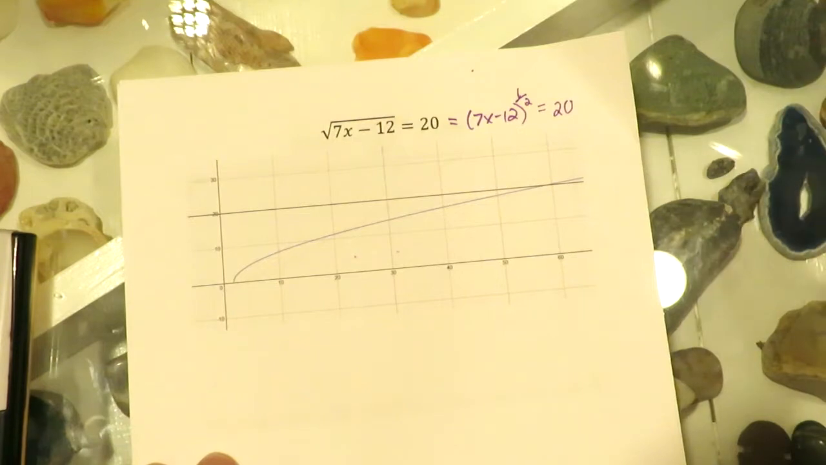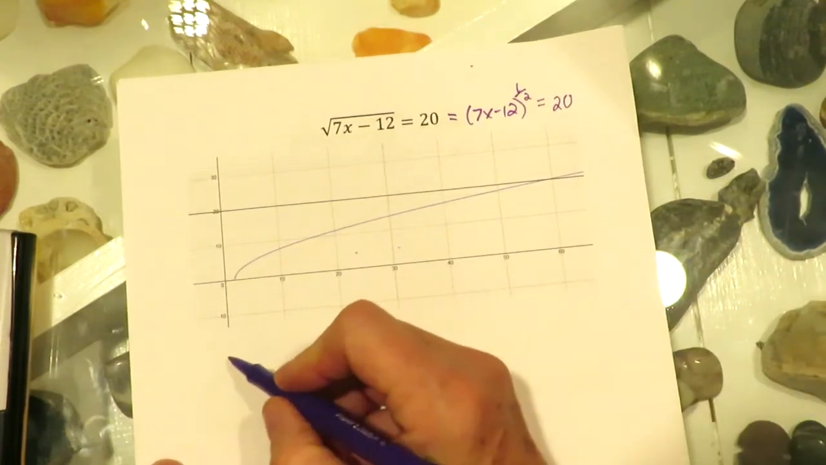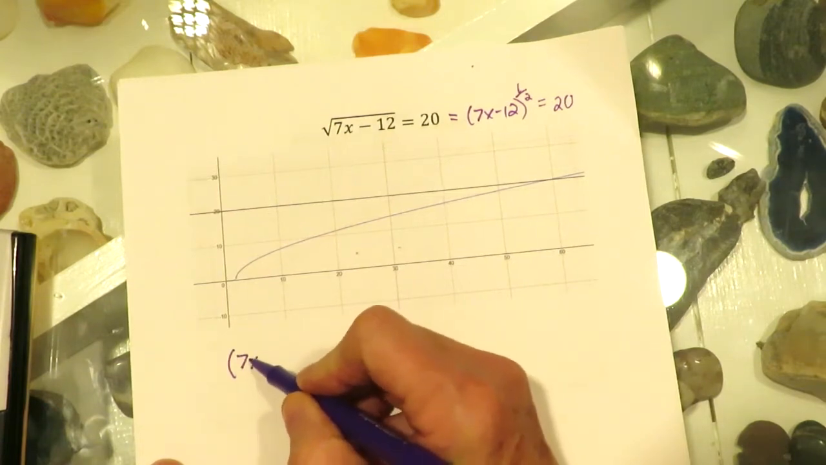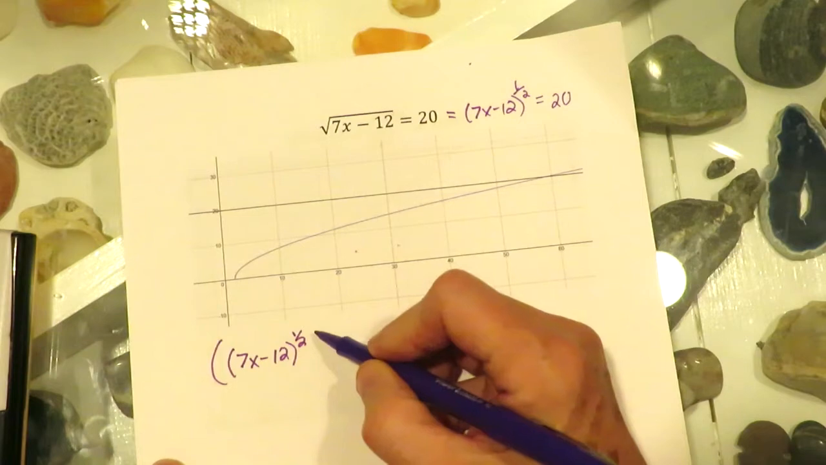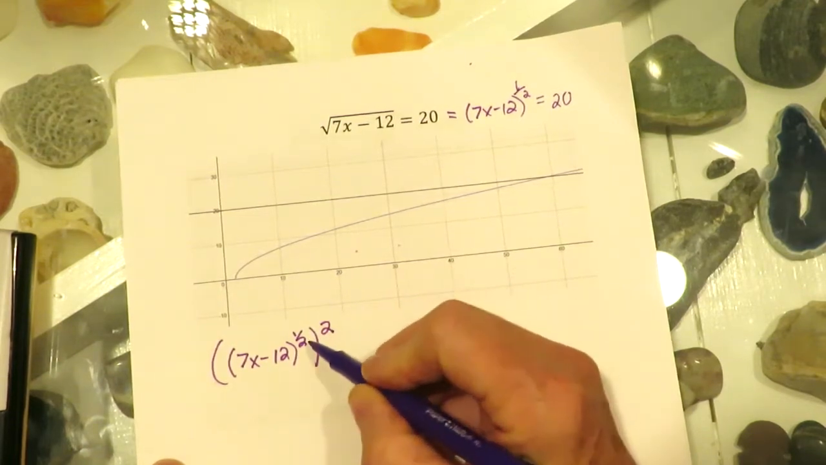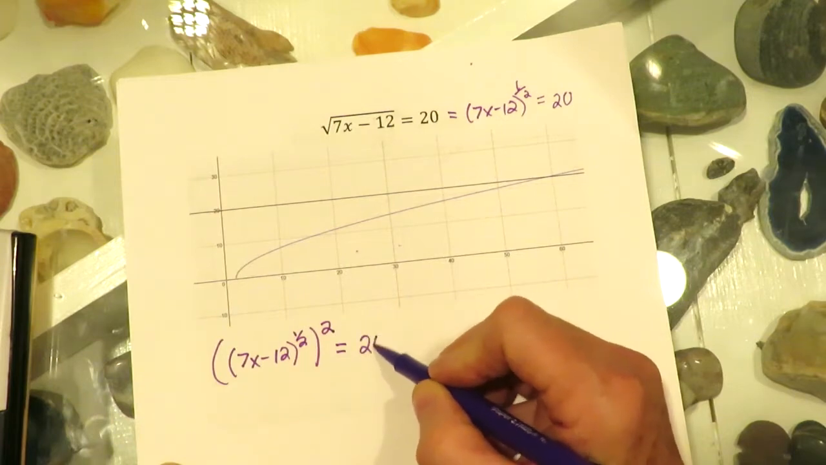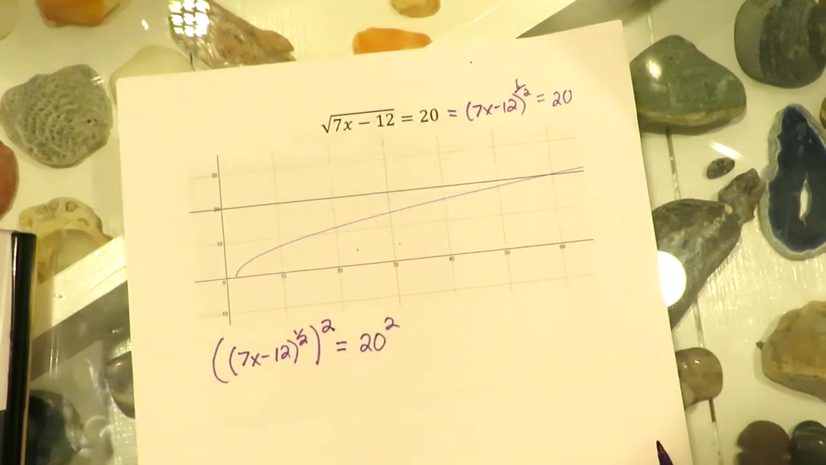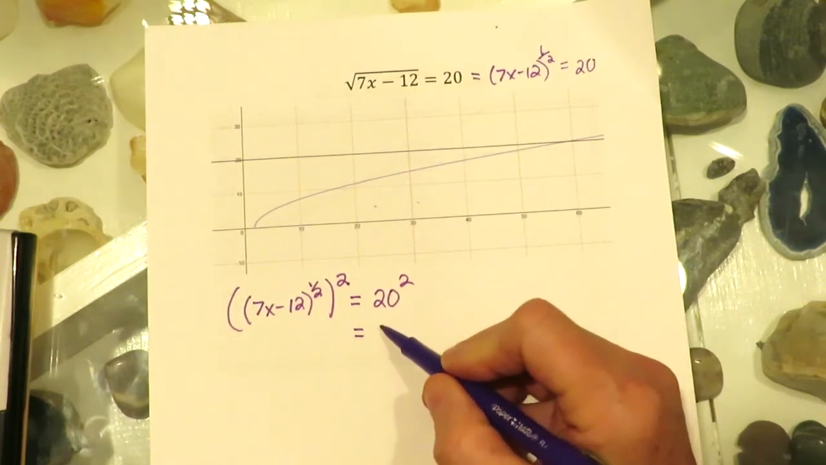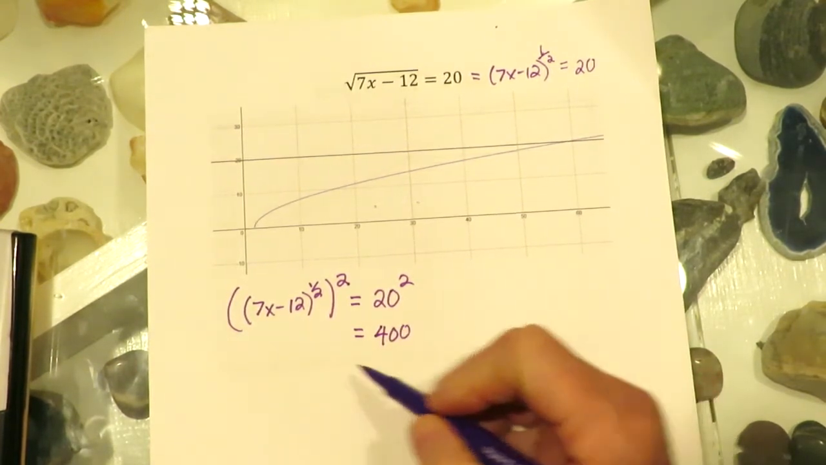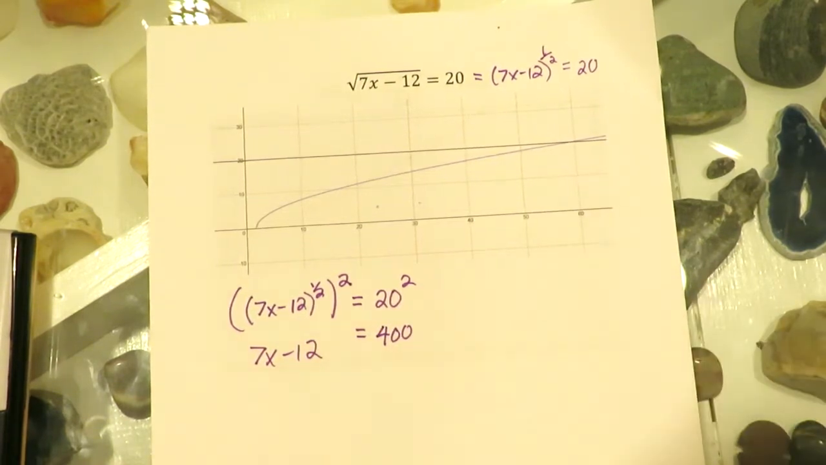That's actually what a square and a square root are. They're inverse functions of each other. They're reciprocal powers. So (7x minus 12) to the 1/2, if I raise that to the second power and you multiply those powers together, you're going to get 1. But whatever I do to one side, I have to do the same thing to the other side. And so on this side, I will get 20 squared, which is 400. So we get 7x minus 12 is equal to 400.